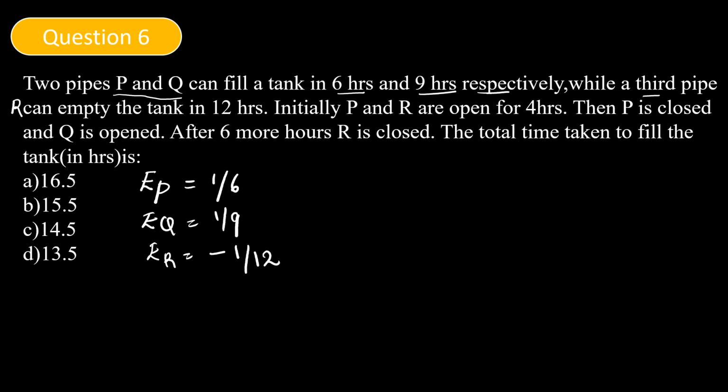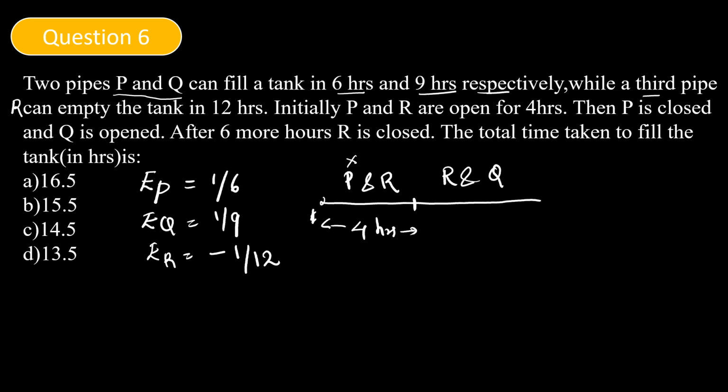Now, initially P and R are open for 4 hours. Now we can draw this. For the first 4 hours, P and R are working. Then P is closed and Q is opened. That is, R and Q are working for 6 hours. After these 6 hours, R is closed. Now Q is working alone, for how many hours we have to find. We don't know, so let's take it as x. Now this is the total work, and total work can be taken as 1.